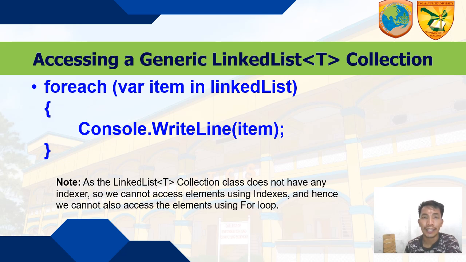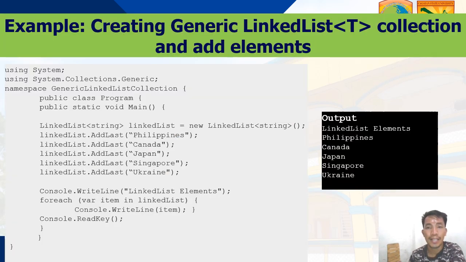Take note that as the linked list collection class does not have any indexer or index, we cannot access elements using their indexes. That's why we cannot use a for loop. So the best to use is for each. Remember, here is the complete program that we can do in the laboratory later. I'll be sending the code snippet, and the output will have to be this way.